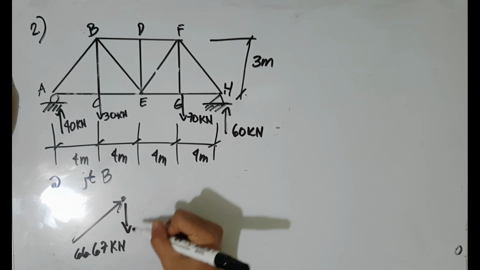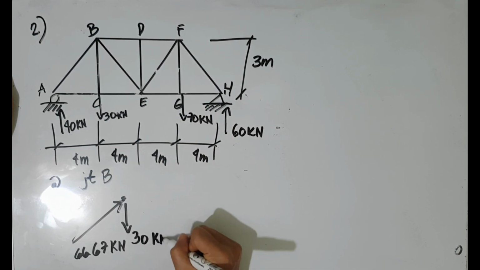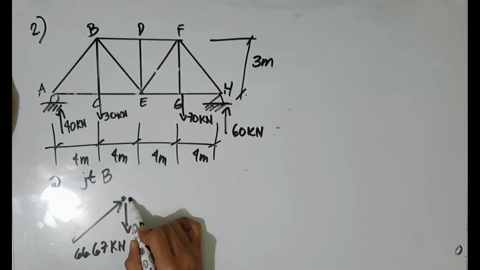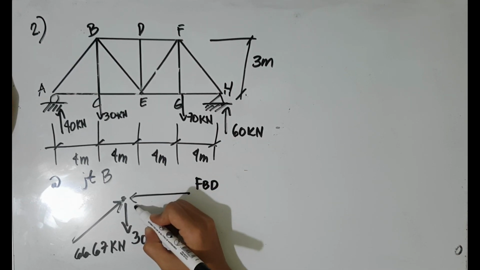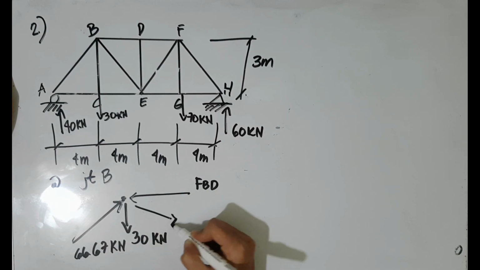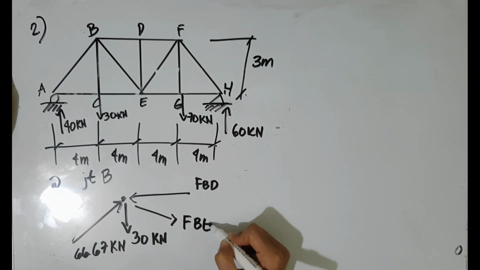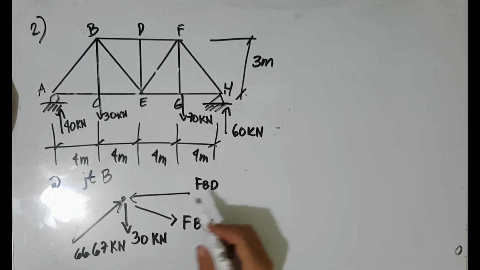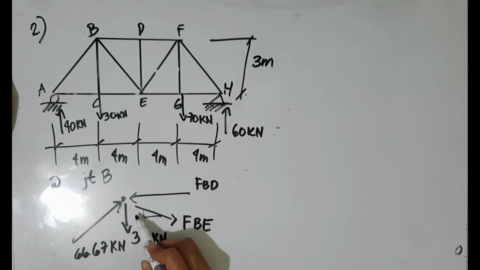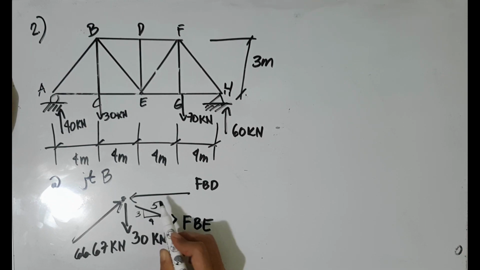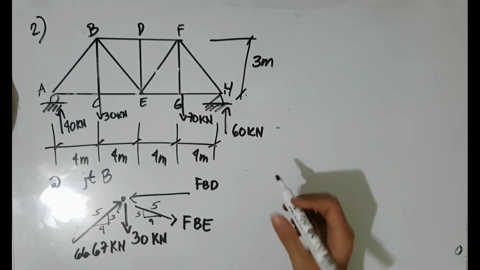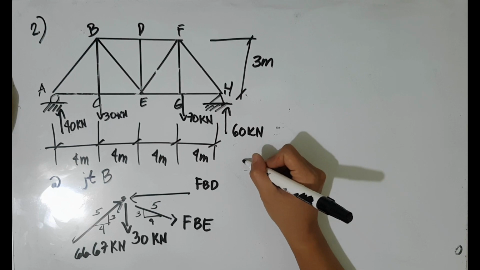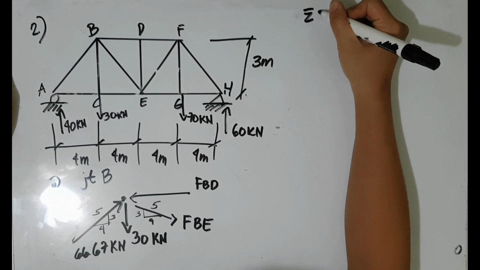How did I arrive at the 30 kilonewton? You just take the joint C, taking the free body diagram at joint C. So member BC has a tensile load of 30 kilonewton.